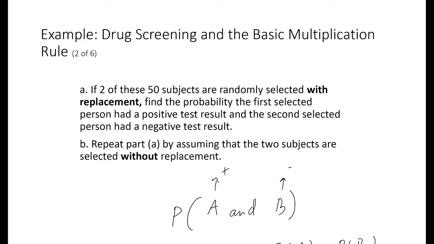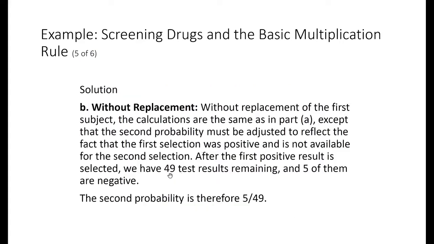A and B are independent because we are replacing. But for part B, assuming that 2 subjects are selected without replacement, the second part, we assume that because it is without replacement, they become dependent. Without replacement of the first subject, the calculations are the same as in part A, except that the second probability must be adjusted because it's dependent on the first probability to reflect the fact that the first selection was positive and it is not available for the second selection.